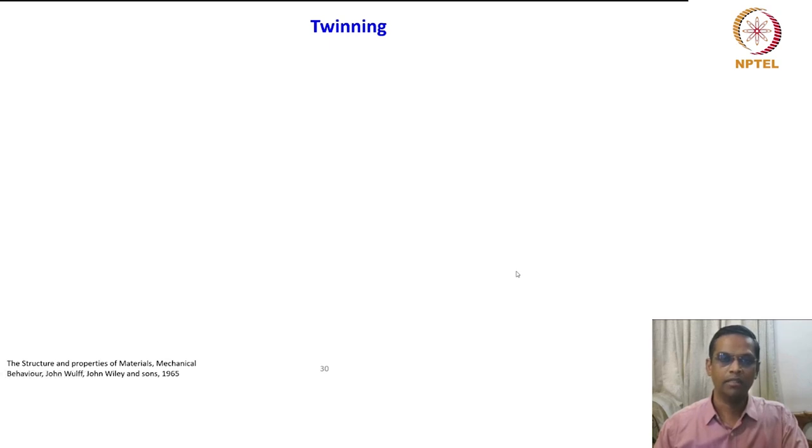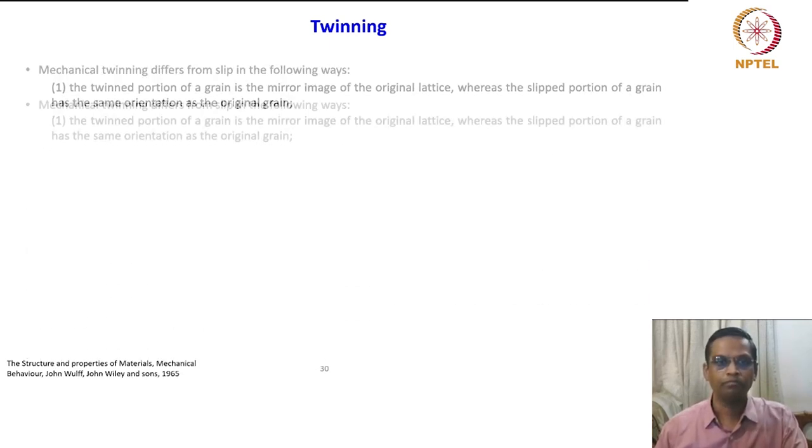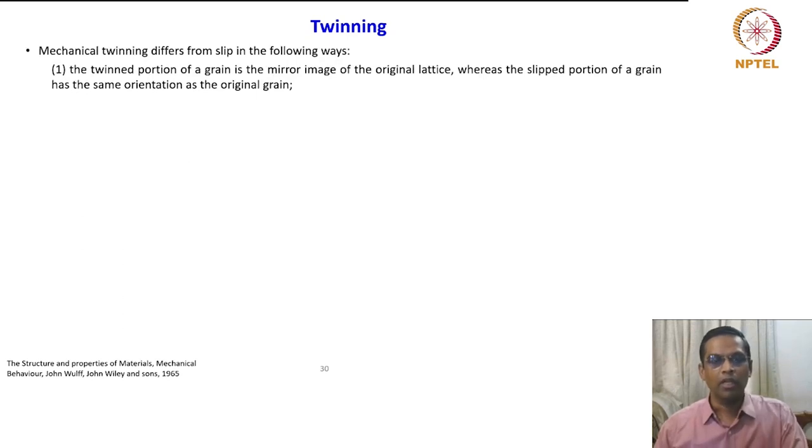In the last class, we started off with the type of twins it forms, and then its origin, and we started describing its characteristics. We would like to continue that, and we are talking about mechanical twinning. So mechanical twinning differs from slip in the following ways.